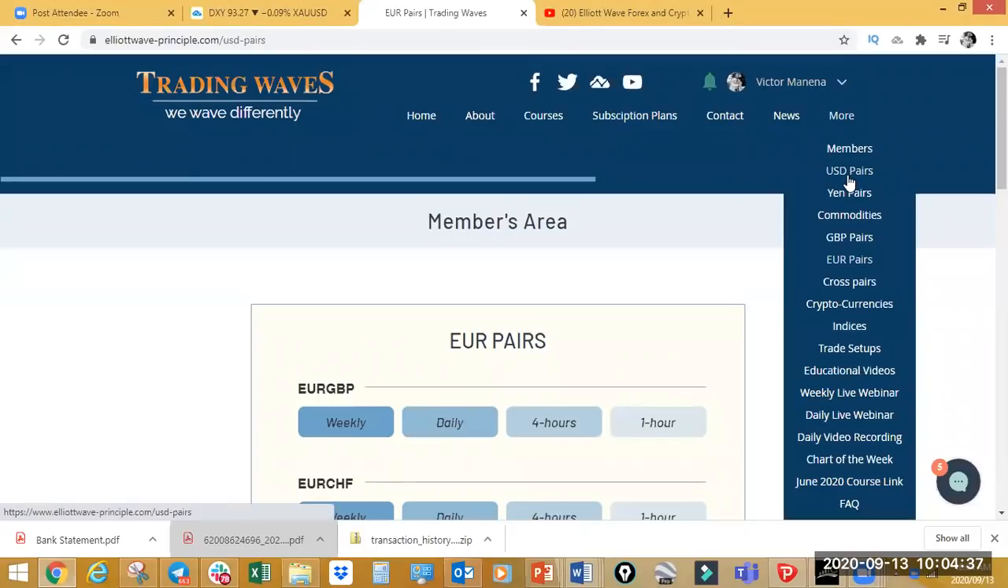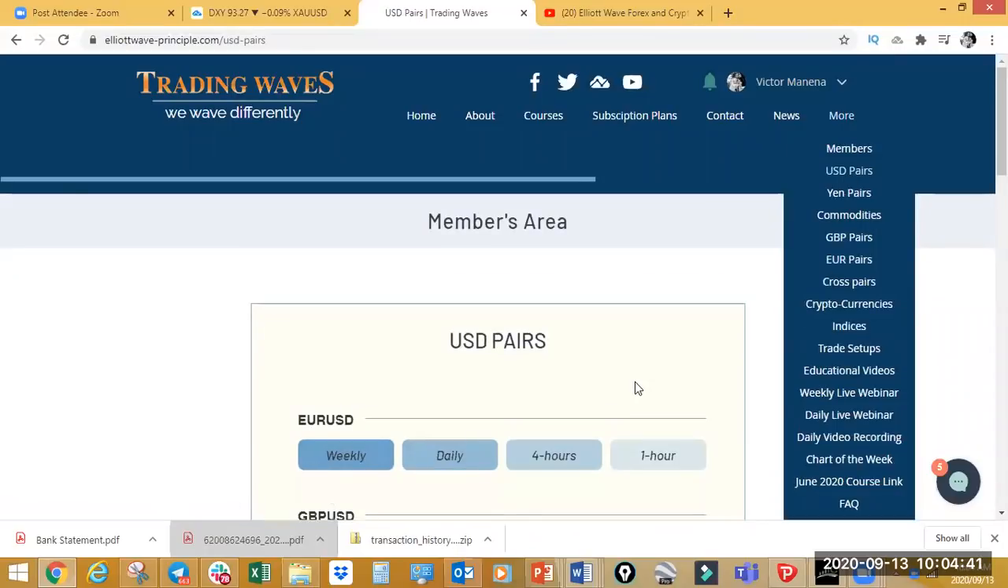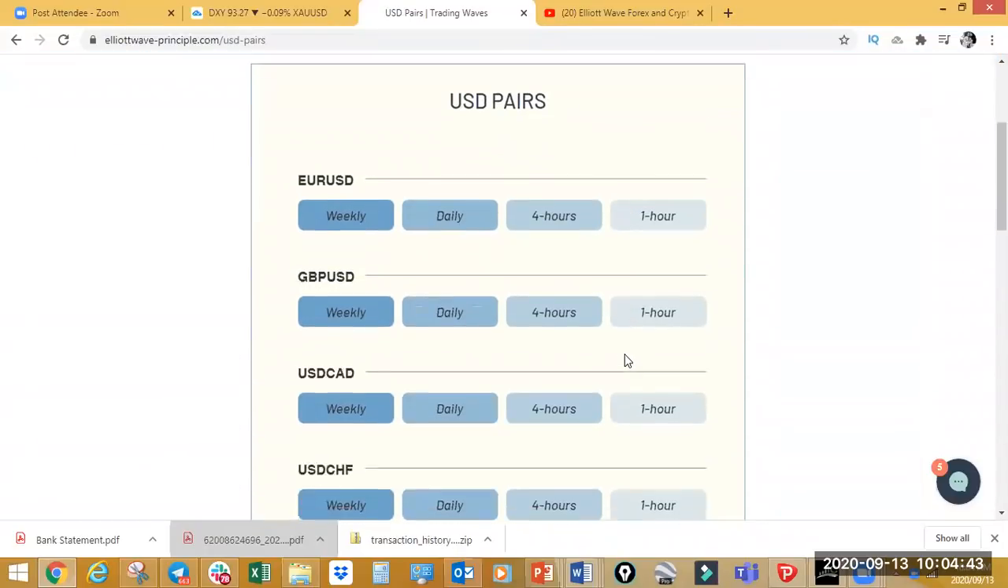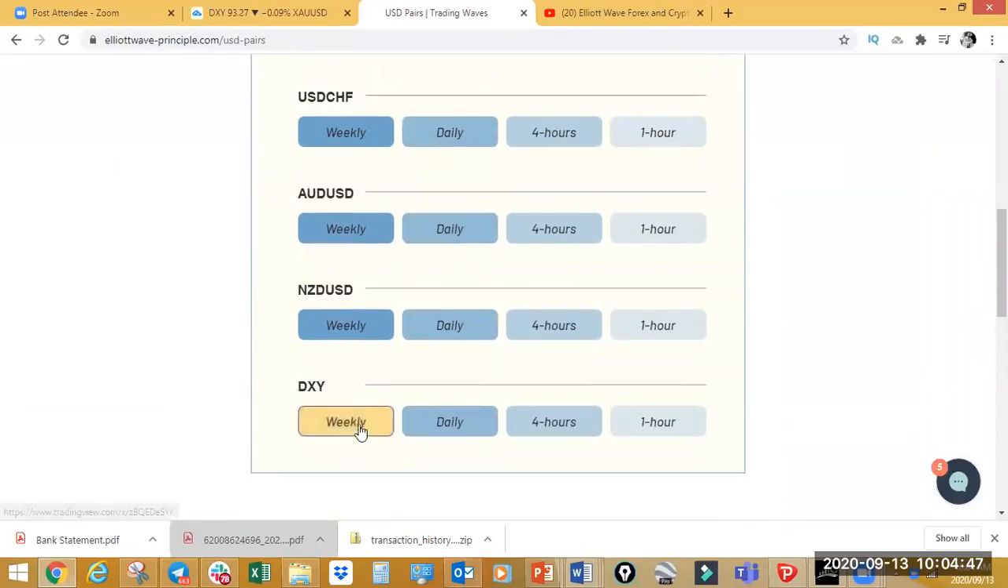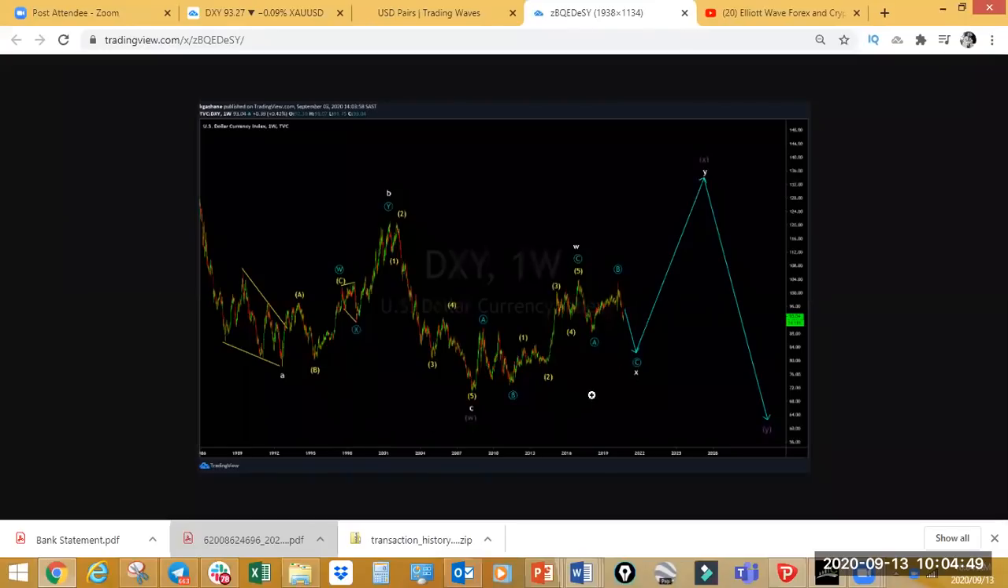So this is how our website works, by the way. We've got 4 time frames on all the pairs that are listed. Starting with the DXY, let's have a look at the weekly chart. So I want us to look at the weekly chart so that we can take a step back and look at why the DXY, or the US dollar, has been on a downtrend for the last couple of months.